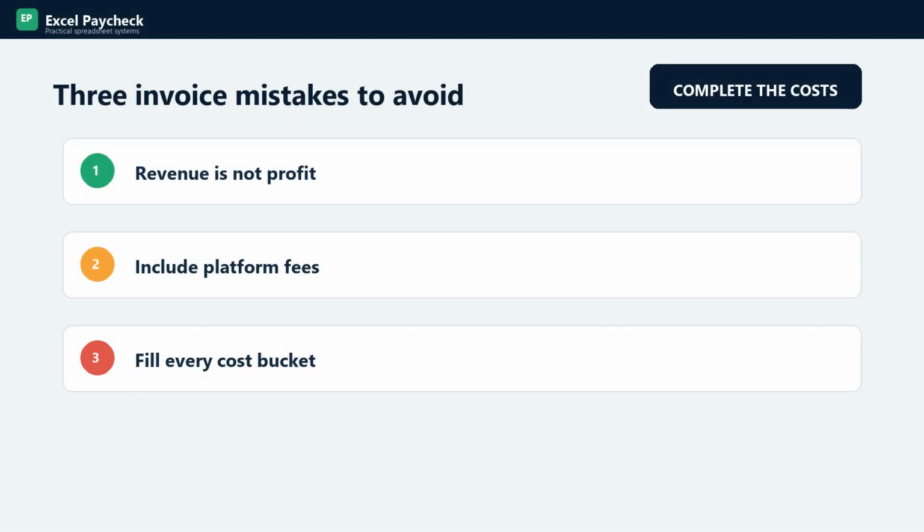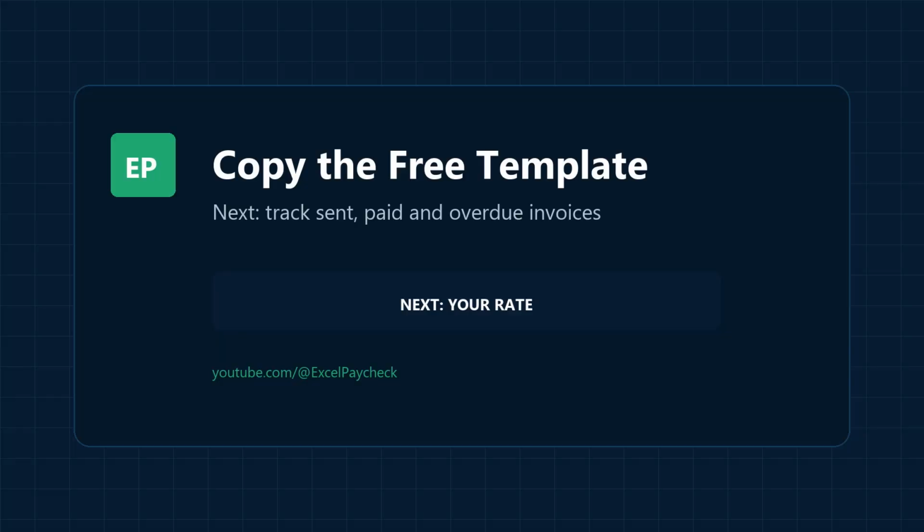Do not call revenue profit. Do not skip platform fees. Do not compare months until every cost bucket is filled for both months. Incomplete cost rows create fake wins. You now have a side hustle profit tracker with clear margin percentage.